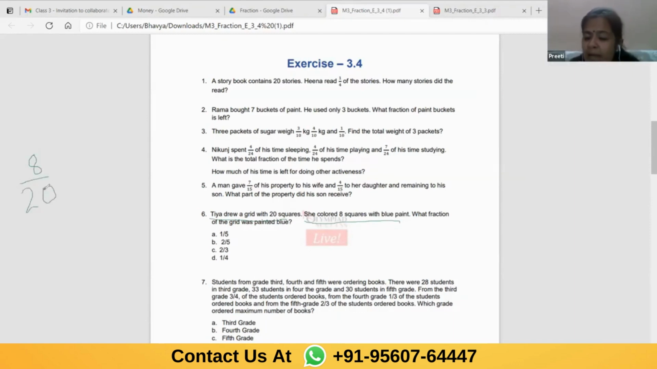But if I look at the answer, 8 by 20, I can reduce this fraction because both the numbers come in a common table. Which table do they come in? Tell me. The table of 2. They come in the table of 2. So if I divide both the numerator and denominator by 2, what will I get? I will get 4 by 10. Yes, ma'am. Or I can see that still they come in a common table. Which table do they come in?